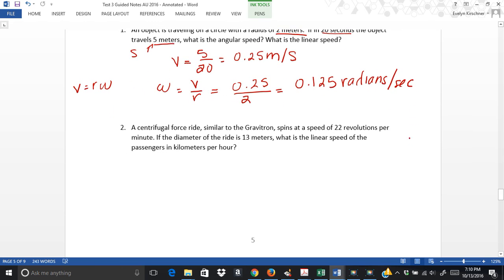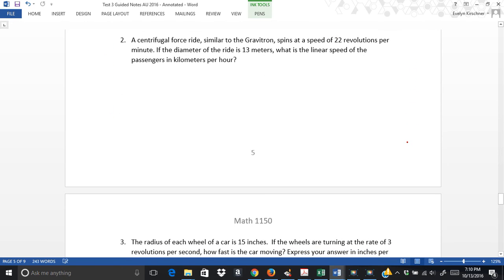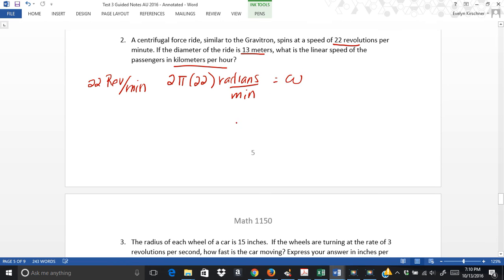I have a ride that goes in a circle. It spins at a speed of 22 revolutions per minute. It has a diameter of 13 meters, and I want to know the linear speed in kilometers per hour. So first of all, if it's 22 revolutions in a minute, each revolution is 2 pi. So I have 2 pi times 22 radians per minute. And that's really my omega, right?